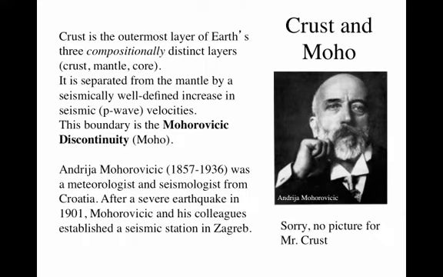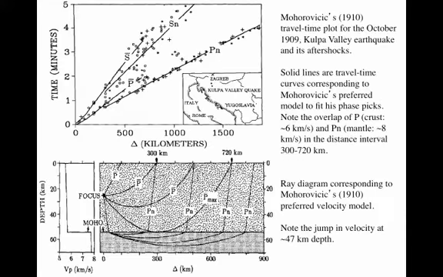He studied the seismic stations that they had set up in Zagreb, not far away, after a severe earthquake in 1901 in Croatia, and that led them to identify the MOHO and the fact that this different layer within the earth, the mantle, existed.